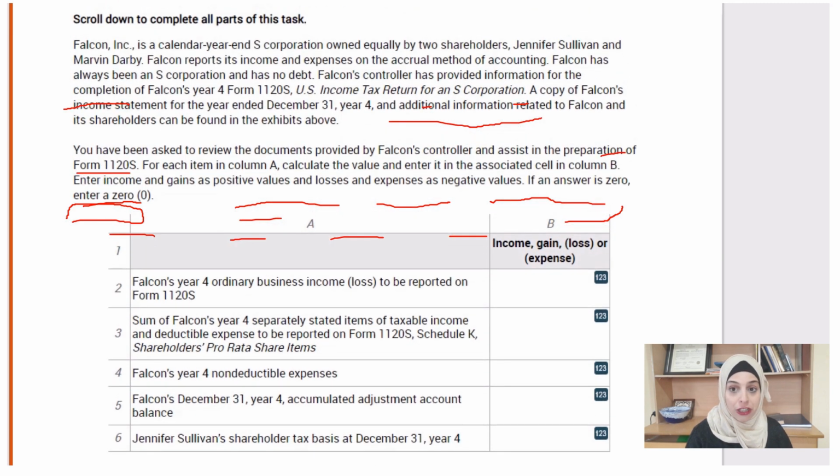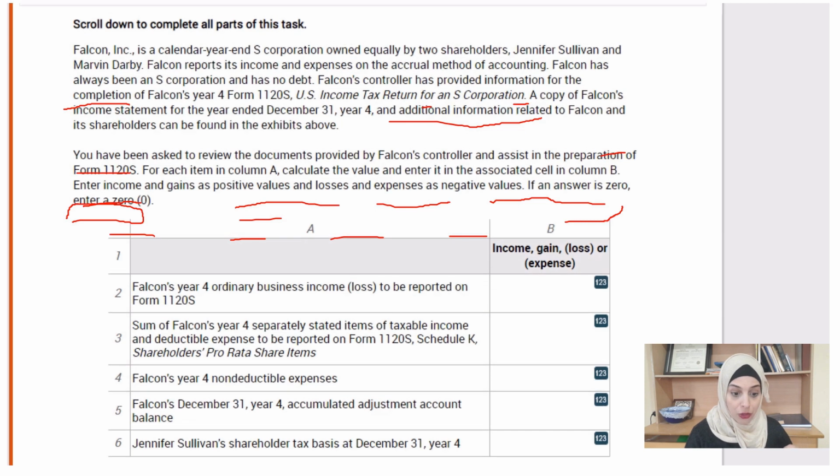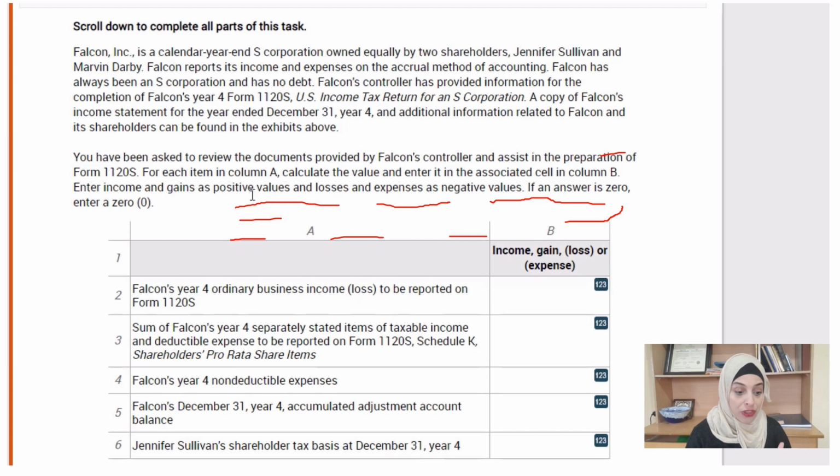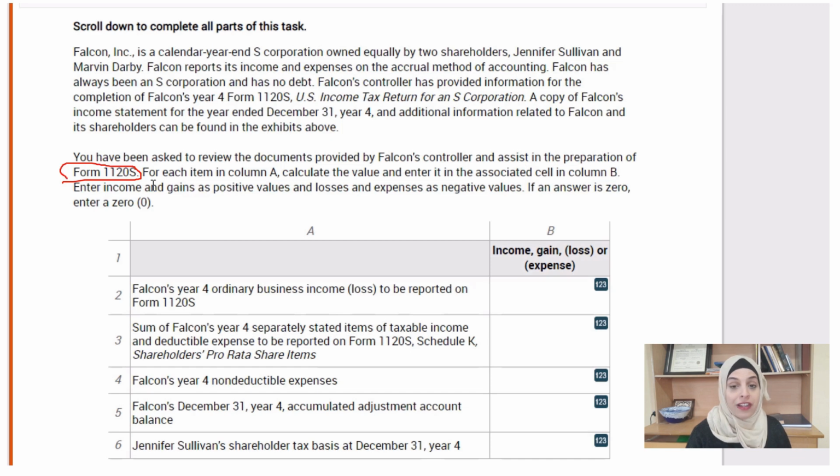So they are very clear in their instructions, and once you read the instructions, you can read them again, because maybe the first time they're not clear. But here, what they want exactly from us is to review the documents which are provided by Falcon's controller and help them prepare a Form 1120S, which is something we, of course, every one of us studied in the REG and must study in the REG exam. So always expect to receive a question about Form 1120S and how to assist in preparing this form, and to solve multiple choice questions and task-based simulations about this topic.